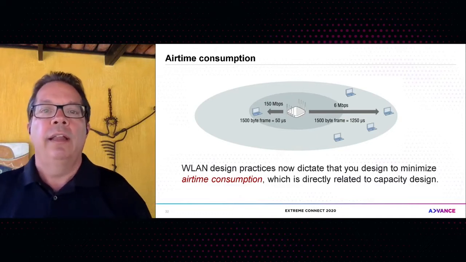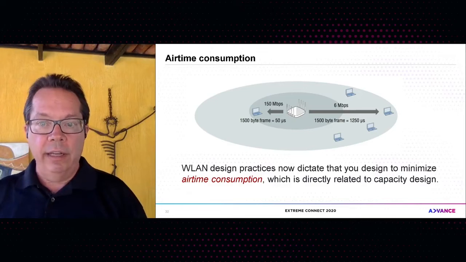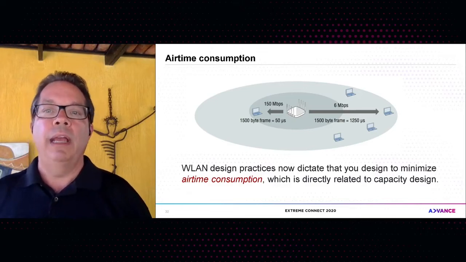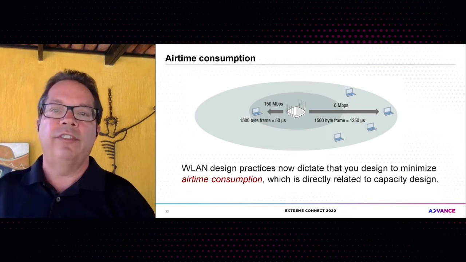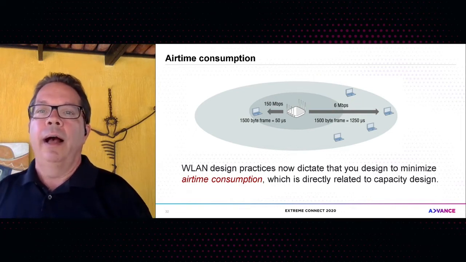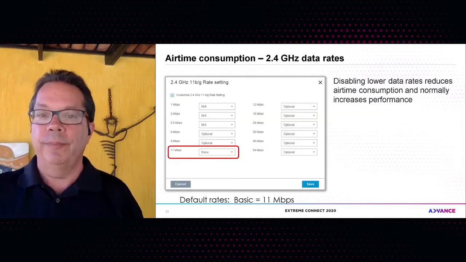So once again, that's why it's a good idea to design for high data rate connectivity at negative 70 dBm or higher, and make sure that you have proper roaming design too, so that clients aren't staying connected to an AP and communicating at really low data rates.